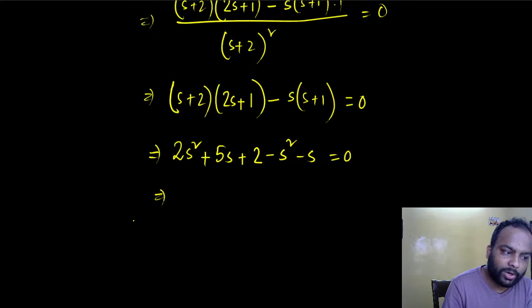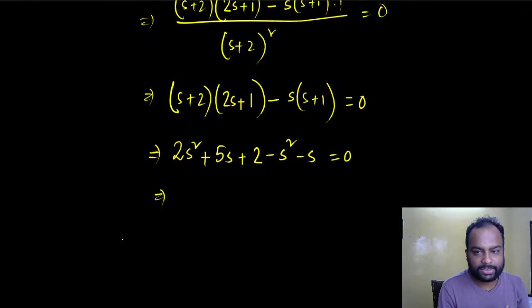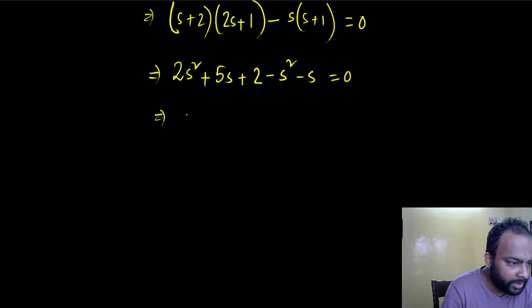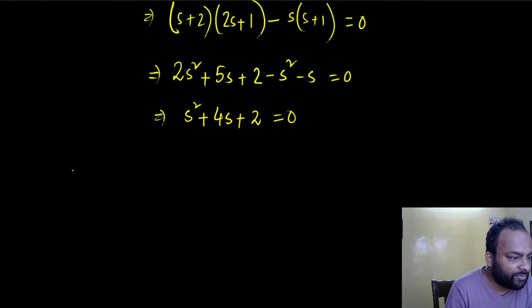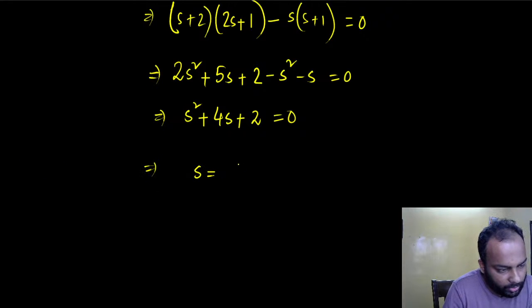Please do this calculation independent of me, because I can make mistakes in calculations. That's what I do. S square plus 4s plus 2, I think that's equal to 0. Let's solve for this, right? So the solutions are, let's just do that. So s here is equal to minus b.